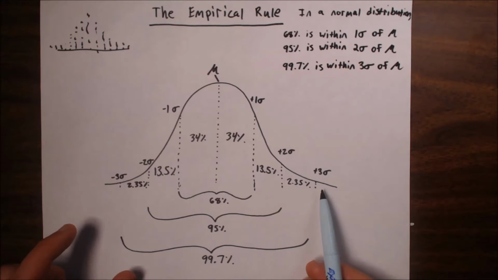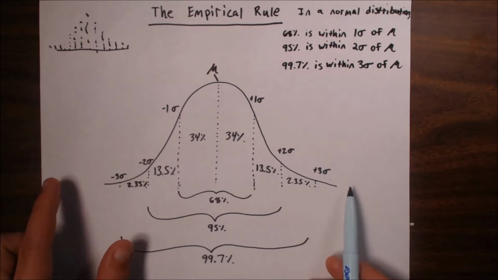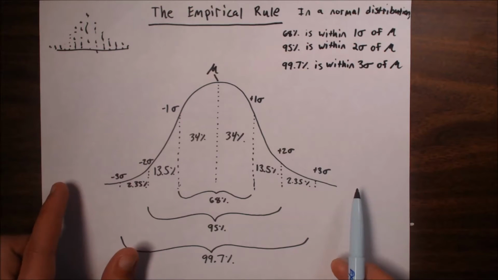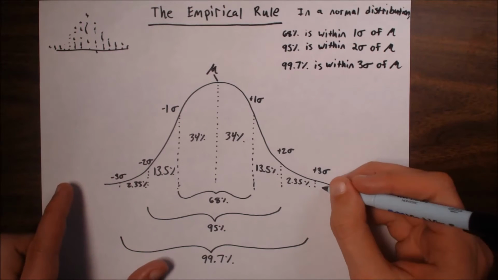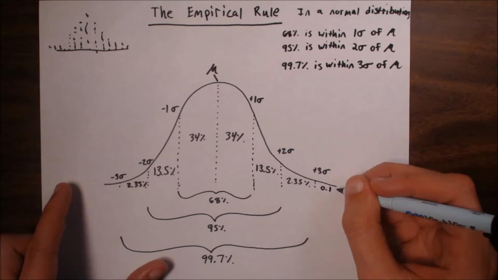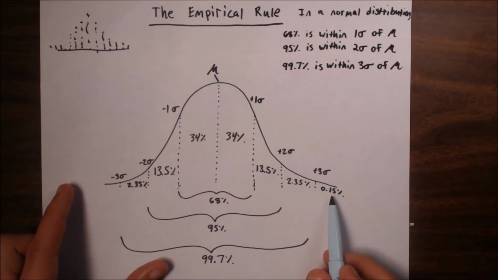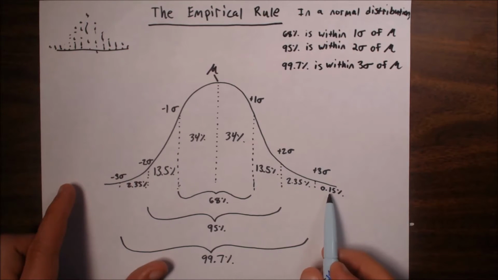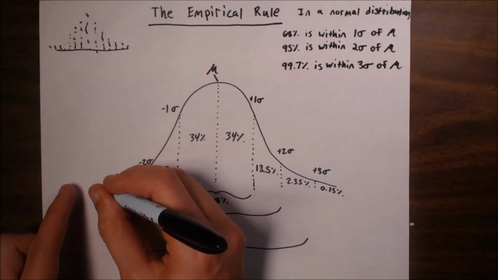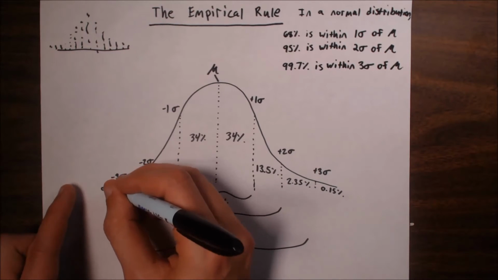So that means everything to the right and left of the 3 standard deviation mark adds up to only 0.3%. So on each side, you've got half of that, 0.15%. This is much less than 1%. Okay, that's not 15%, that's 0.15%. 1% would be a 1 right here. So it's a very small amount, 0.15%.